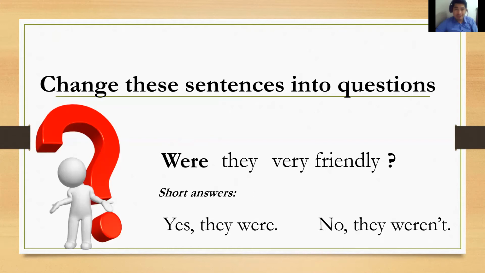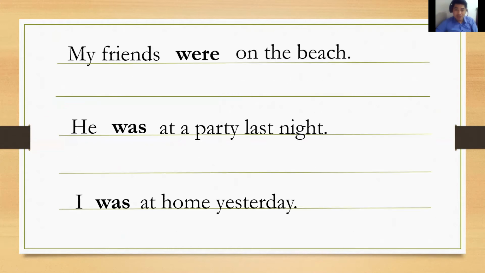Now, class, I'm going to give you 4 affirmative sentences, and you have to change them into questions. I'm going to give you 3 minutes to do it. Pause the video for about 3 minutes, class, and try to do this exercise in your notebook or on a piece of paper. Pausa el video y trata de hacer el ejercicio por 3 minutos usando tu cuaderno o una hoja. Please change these sentences into questions. Por favor, cambiemos esas oraciones en preguntas.